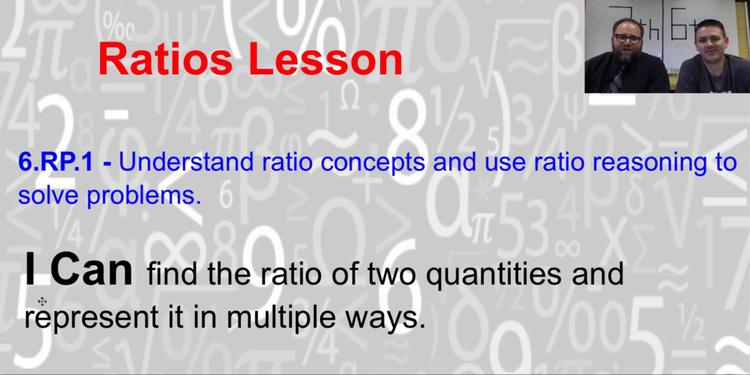This is your ratios lesson. We're going to be covering 6.RP.1. By the end of this, you should be able to find the ratio of two quantities and represent it in multiple ways. So if you could not write as fast as I was reading, make sure you pause right here and get this all on your paper.